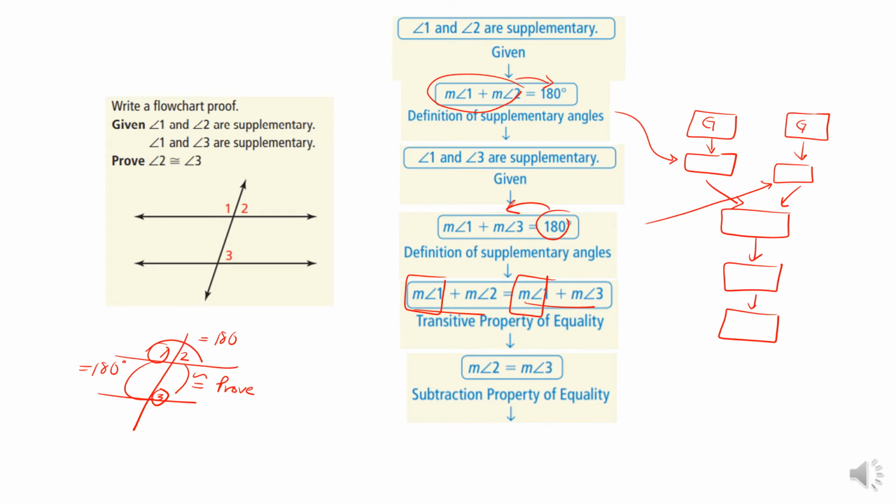Now, have I proved my statement? Not quite, because this is an equality statement and it says the measure, and I need to change it to a congruency statement. So I just say angle 2 is congruent to angle 3 by the definition of congruent angles. So just make sure you don't stop too soon and that your proof matches what you were trying to prove in the first place.